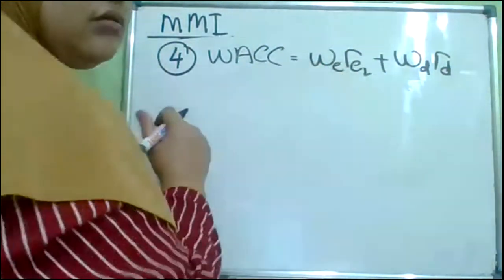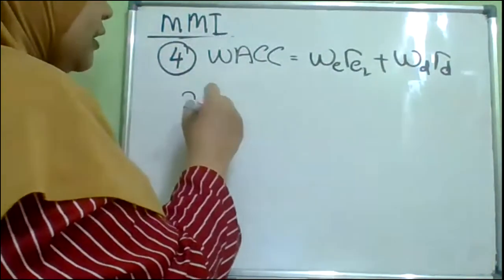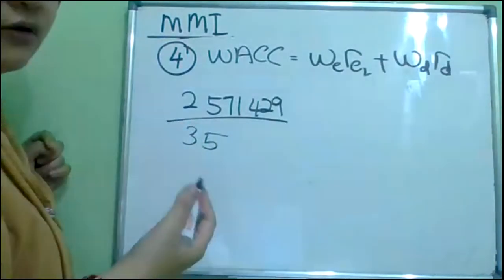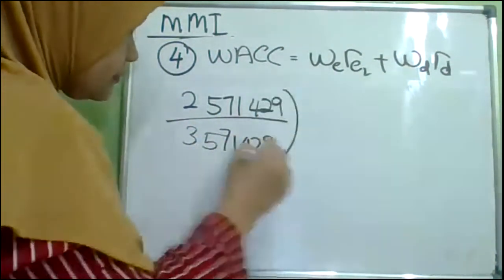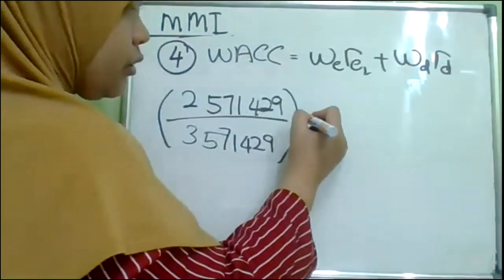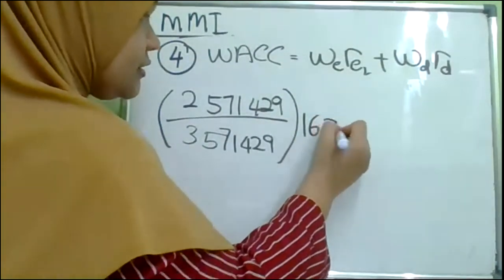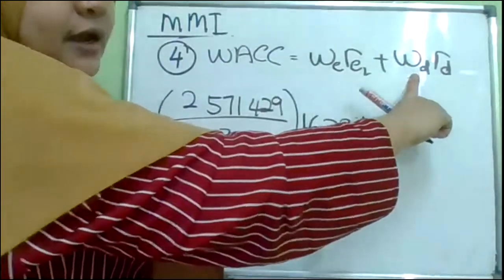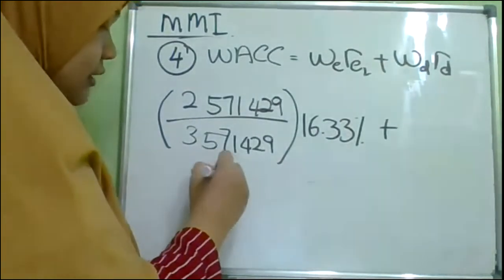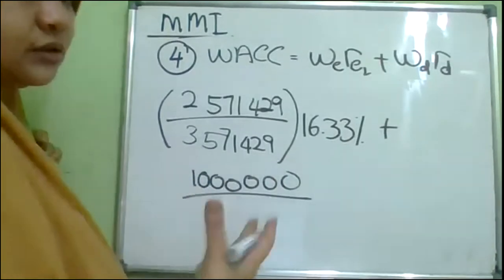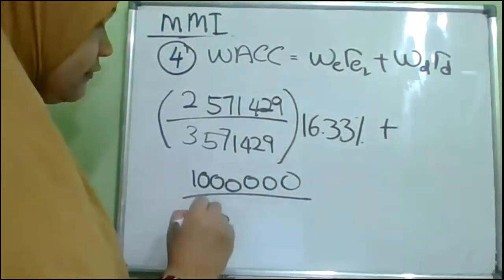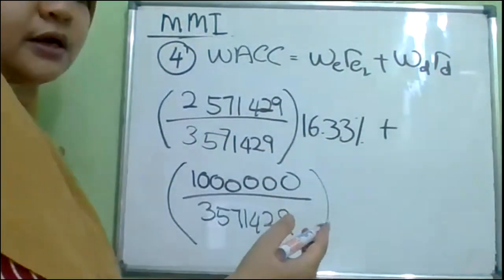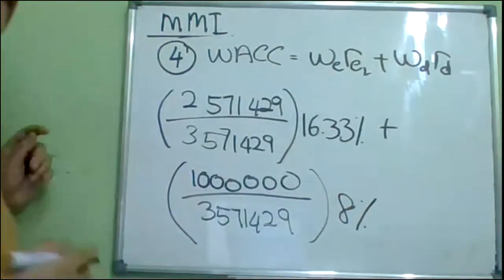So how to find the weightage of equity? Total equity, which is 2 million, divided by total, which is 3 million, basically the value of the firm. This answer you times with cost of equity, which we just got in step 3, 16.33%, plus weightage of debt. How to find the weightage of debt? The total debt, 1 million, divided by the value of the firm, 3 million. Then you times with cost of debt, which is a variable in the question, 8%. Alright?